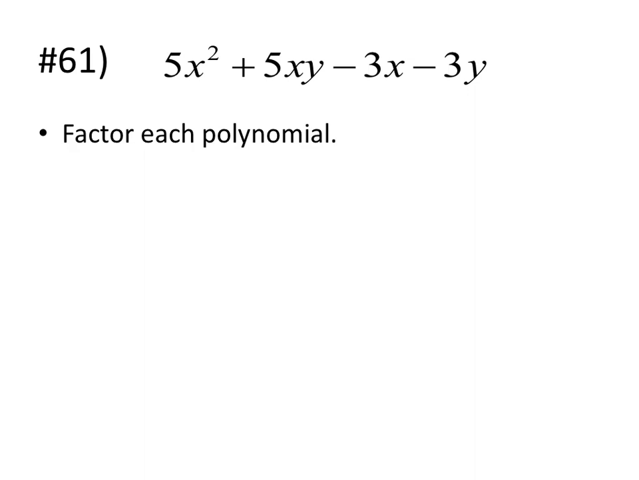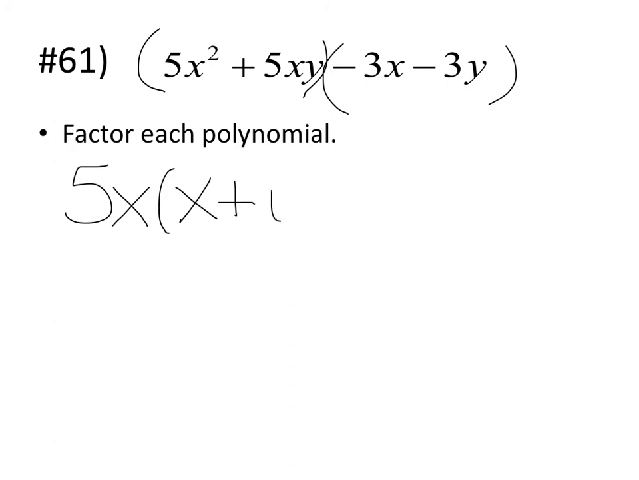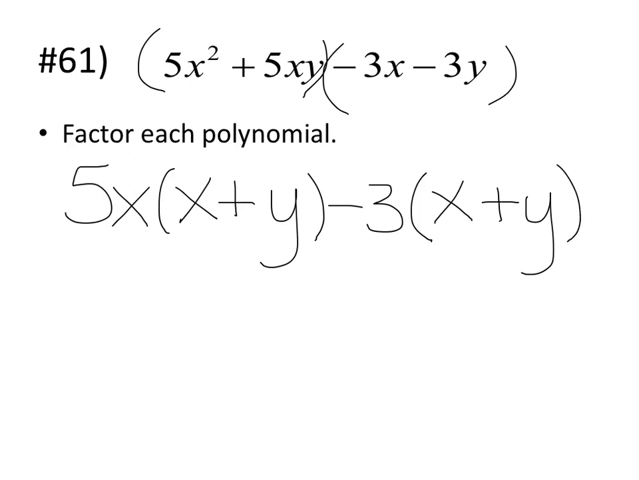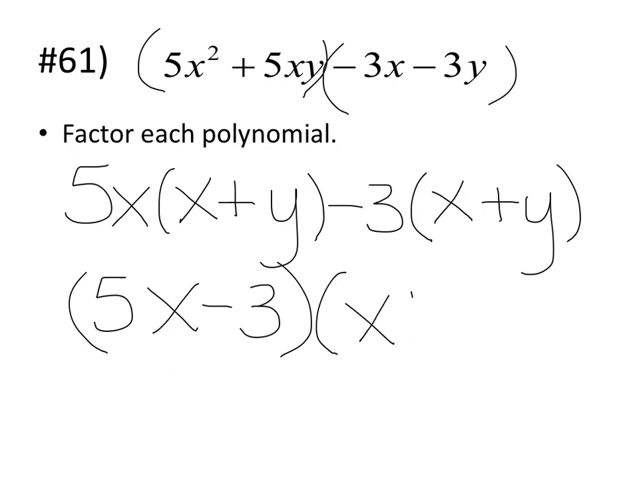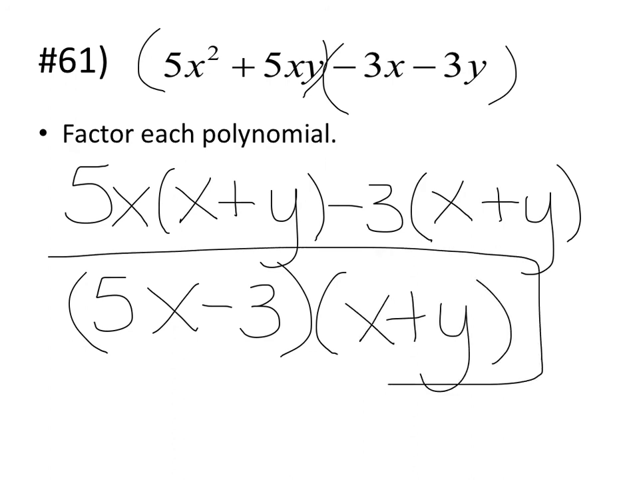Okay? All right. Third term is negative here, so we're going to group. Leave that negative in there. What do these first two terms have in common? They've got a 5 and an x. So I'm left with just an x plus y here. And then back here, I know I'm factoring out a negative. I'm just factoring out a negative 3, which leaves me with x plus y. On the outside, I have 5x minus 3. And on the inside, I have x plus y. So it's 5x minus 3 times x plus y.